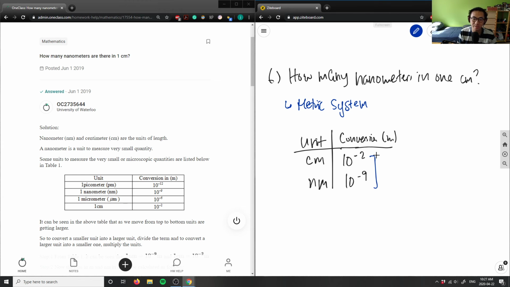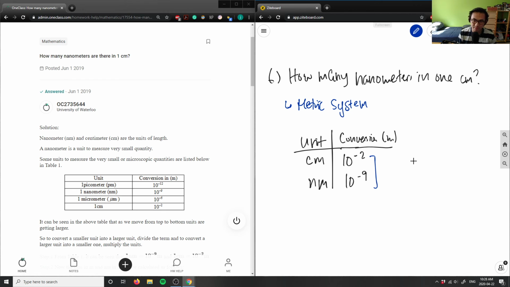We're converting from these two units together. So whenever we have how many nanometers are in 1 centimeter, if we want to go up the chart, we can see if we're going from a smaller unit to a larger unit, you're going to divide. If you're going larger to smaller, you're going to multiply. So this is from a smaller unit to a bigger unit, right? How many nanometers in 1 centimeter?